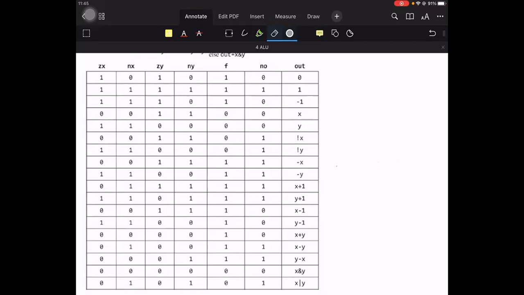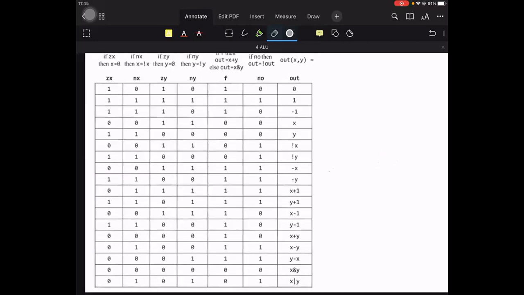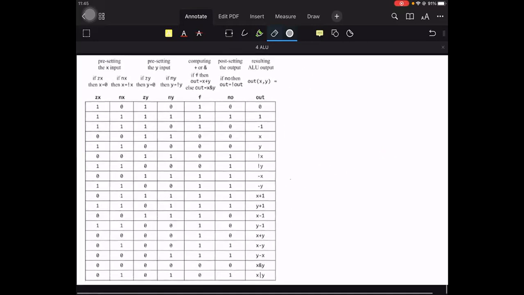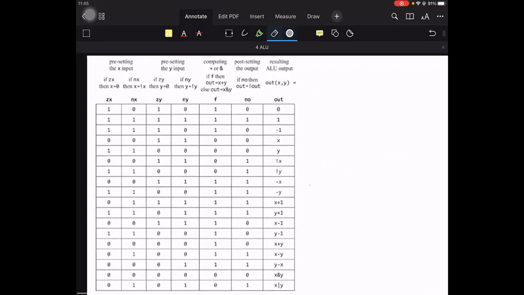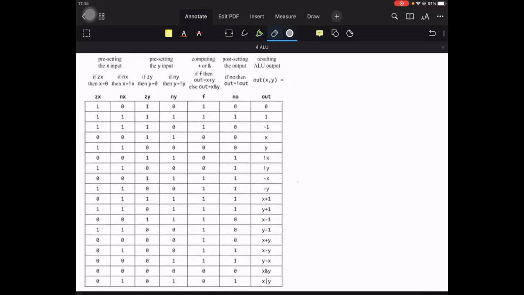So if this is okay, let's specify even further what's happening on the inside of this ALU. Why can it perform those operations? Okay.